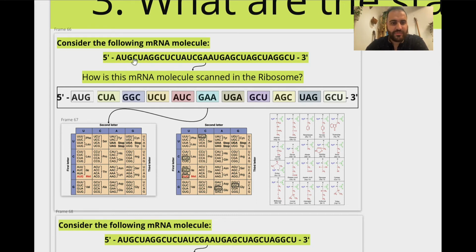So let's take, for example, this messenger RNA molecule. As you can see, it's single strand and it has U instead of T. The question is, how is this messenger RNA molecule scanned in the ribosome? So after it goes to the ribosome, how is it going to scan? And how is the information taken from this messenger RNA in order to make a protein?